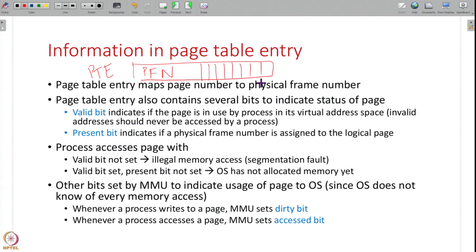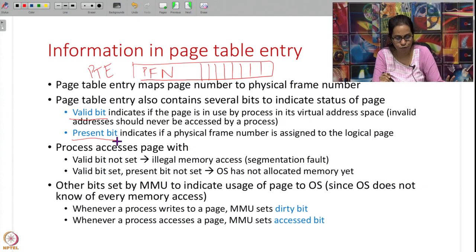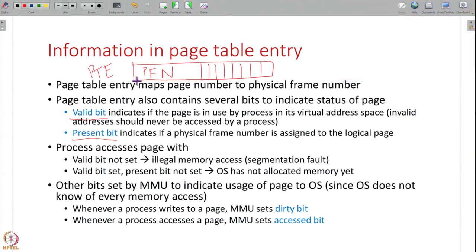What are these bits? One bit is the valid bit, which indicates if the virtual addresses in this page are in use by the process or not. If the process is storing anything, code, data, stack, heap, anything in those virtual addresses, then those addresses are in use and the valid bit is set. Otherwise, the valid bit is not set. Then there is the other bit, which is the present bit. Even for valid pages, you may not actually assign a free physical frame yet. So, the present bit indicates if a physical frame number is assigned to the page or not. Note that these are two different things.